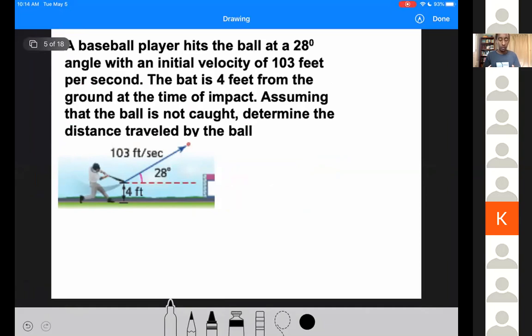So I'll reread it. It says a baseball player hits the ball at a 28-degree angle with an initial velocity of 103 feet per second. The bat is 4 feet from the ground at the time of impact. Assuming that the ball is not caught, determine the distance traveled by the ball. So what we have here is there's a number of factors we have to consider. We have the ball that is being hit. The initial velocity is 103 feet per second. So its speed is 103 feet per second. The angle is 28 degrees. And he hits it starting at a height of 4 feet.